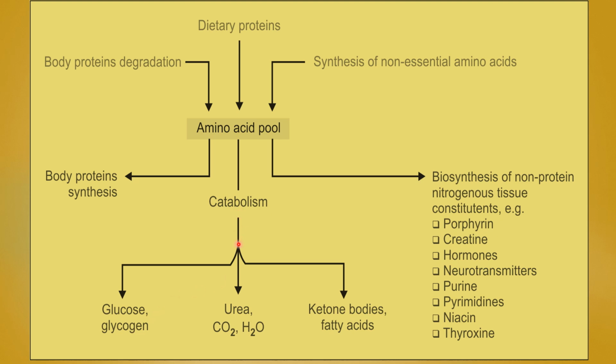Then amino acids degrade into ammonia, carbon dioxide and water. This ammonia can be used to synthesize urea in the liver. Then ketone bodies and fatty acids can also be synthesized from the carbon skeleton. Besides, the amino acid pool can be used for biosynthesis of various non-protein nitrogenous compounds, like porphyrin, creatine, hormones, neurotransmitters, purine, pyrimidine, niacin, and thyroxine hormone.